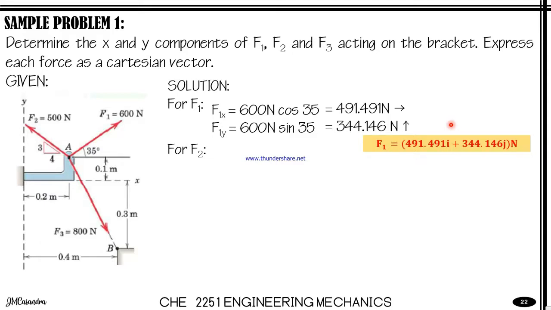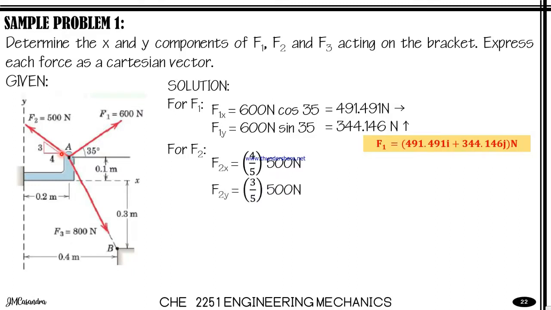For the x component and the y component, since we do not have an angle given, we cannot use the first equation or the first way of solution. So for force 2, the given is the slope. So we now use the ratio of the slope to the horizontal and vertical. So for F2x, this will be equivalent to 4 over 5 times 500.